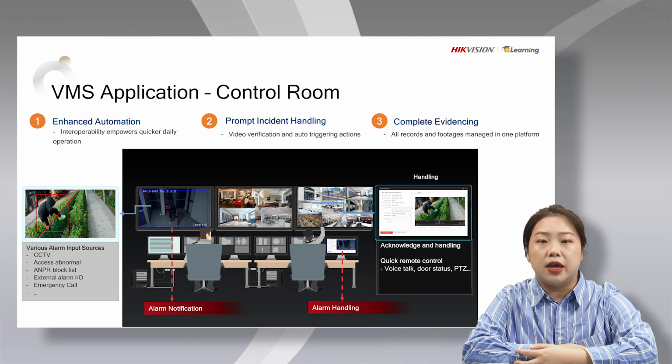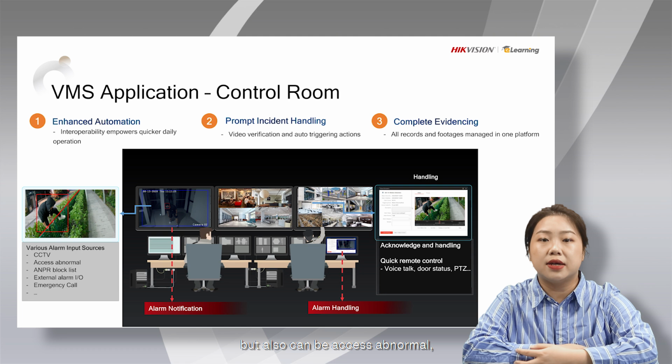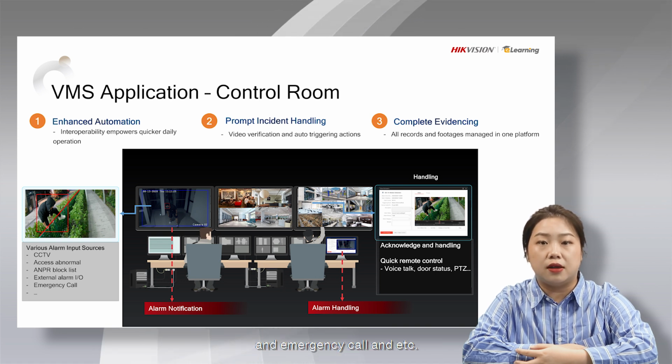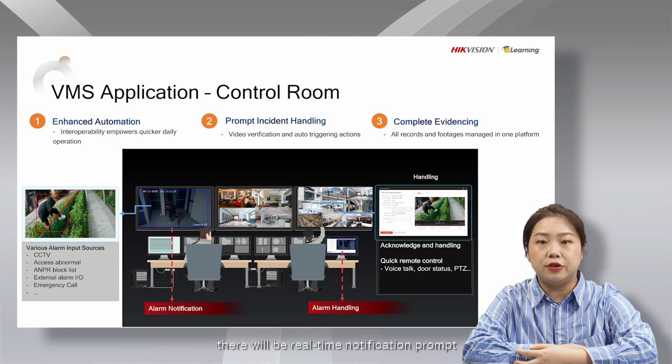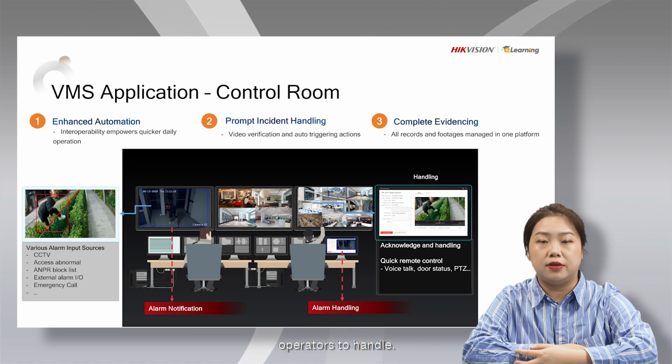What's more, each video feed can be opened in a few seconds for quick preview and playback. Secondly, prompt incident handling. In an integrated system, alarm input sources are not only from CCTV devices, but can also be abnormal ANPR block list, external alarm input or output, emergency call, and etc. Once an alarm is triggered, there will be a real-time notification prompt on the smart wall to remind operators to handle.